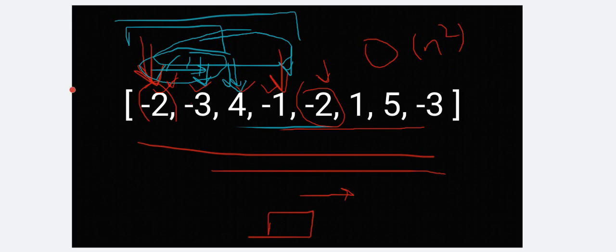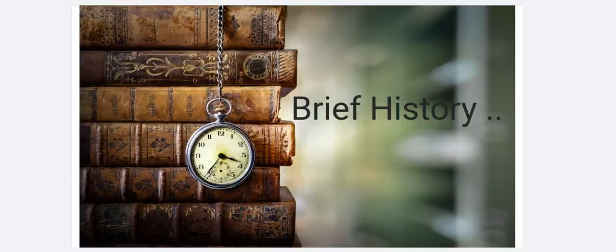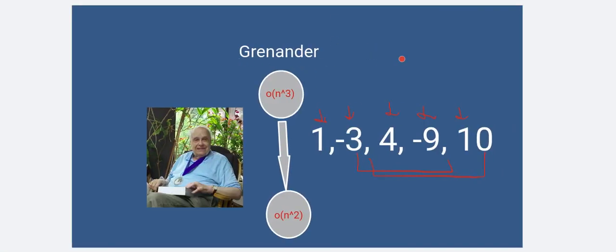Before we start, since the name is Kadane's algorithm, I think we should look at its history. So let me give you a glance at how it came about. Grenander was solving a problem related to image processing or something. He needed to solve this problem of maximum sum of a contiguous subarray. He knew that it was O of n cube, but he then reduced it to O of n square with his algorithm, which we discussed earlier, right?